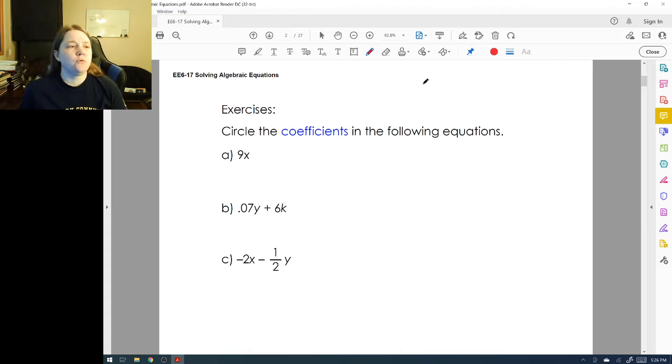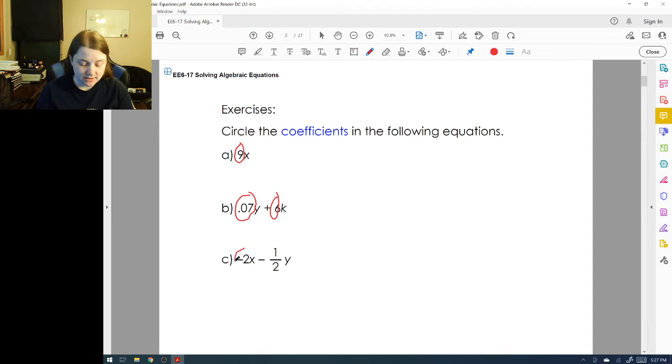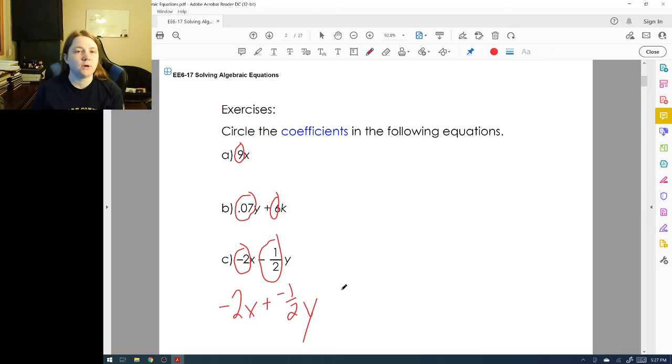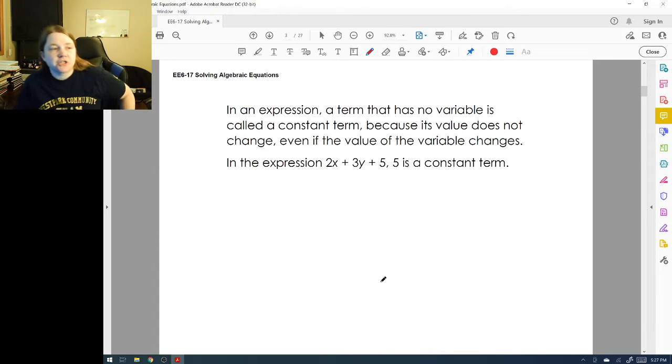Let's go ahead and look at the coefficients in the following equations. You can see the number 9, 7/100, 6, -2, and -1/2. You might see that I circled the -1/2 there. That's because when you subtract something, that's the same thing as saying that you're adding a negative. So we could have rewritten this as -2x plus -1/2 y.